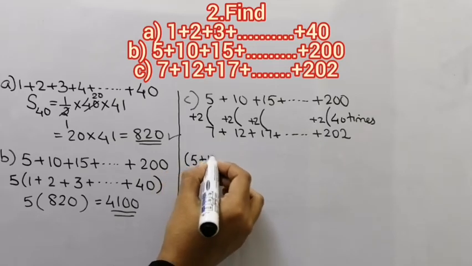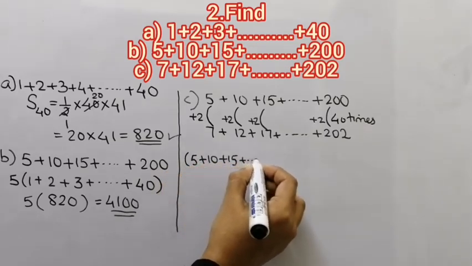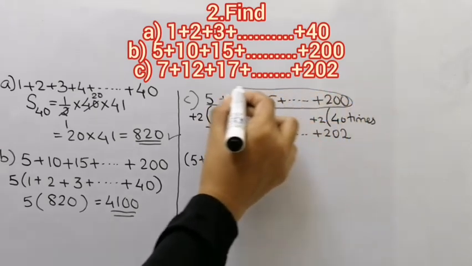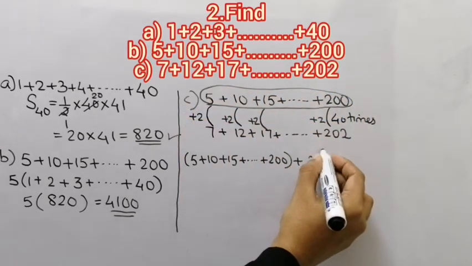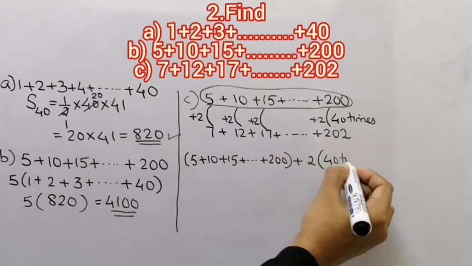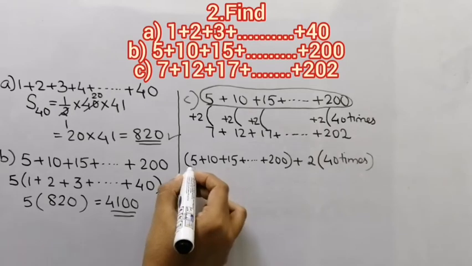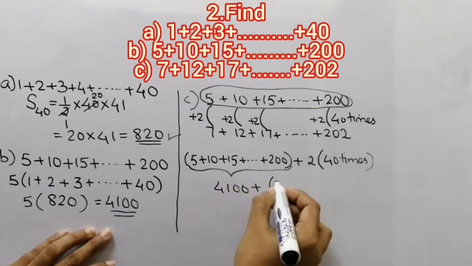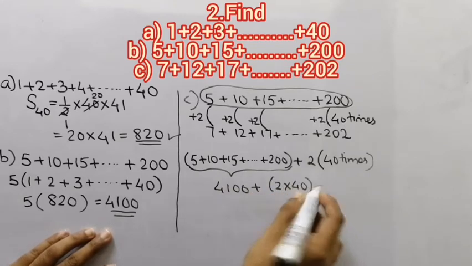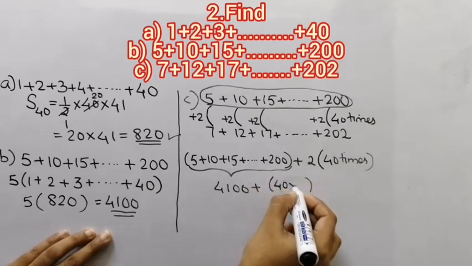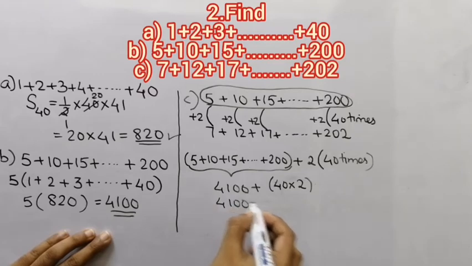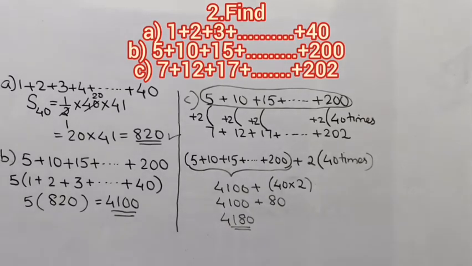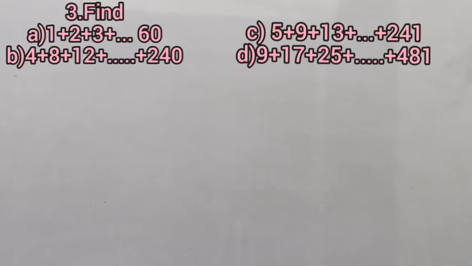What is the answer? Actually it is 5 plus 10 plus 15 plus etc. up to 200 with this sequence. See, with this sequence we are adding 2. How many times are we adding? 40 times. This is the meaning. So we know the sum of this one is 4100 plus 2 into 40, or you can write 40 into 2, right? 40 times 2. So 4100 plus 80. So your answer is 4180.